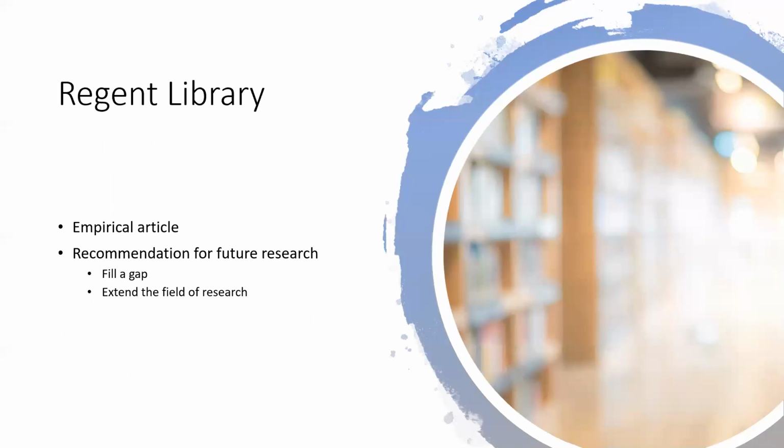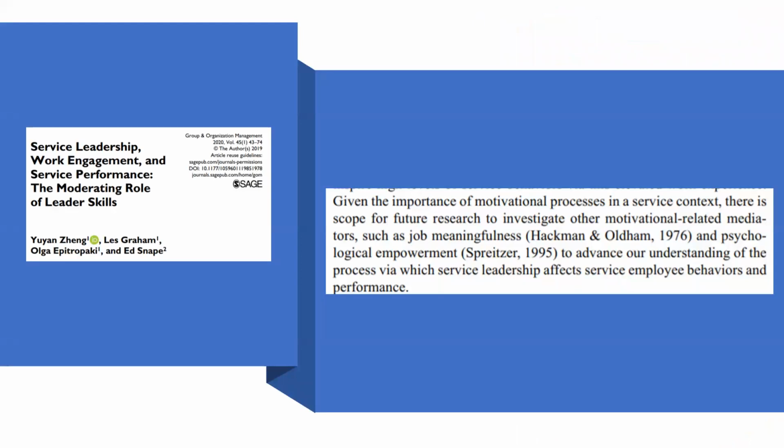So to get started, we need to go to the Region Library and find an empirical article. Again, look for something that's fairly recent, that is giving you a specific agenda that you need to go do this research. And with that, you're either filling a gap or extending the field of research. If you remember in Minor Project 1, we looked this up and we found a servant leadership article that's fairly recent. This is in 2020, and it gave us something very specific to do.